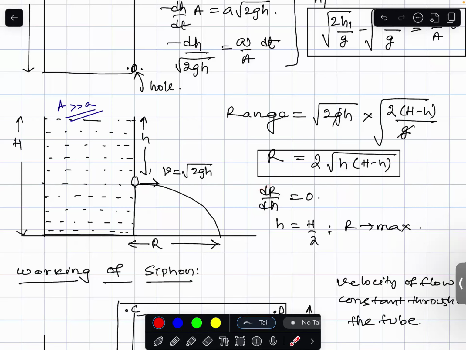dR by dh is equal to 0. For what? To have maximum. Because when R is a function of small h, for R to have a maximum value, what will we do in mathematics? dR by dh is equal to 0, by doing which you will get this relation. For this product to have the maximum value, its differentiation, h into (H minus h), gives H minus h minus h times minus 1, is equal to 0. That's it, right?